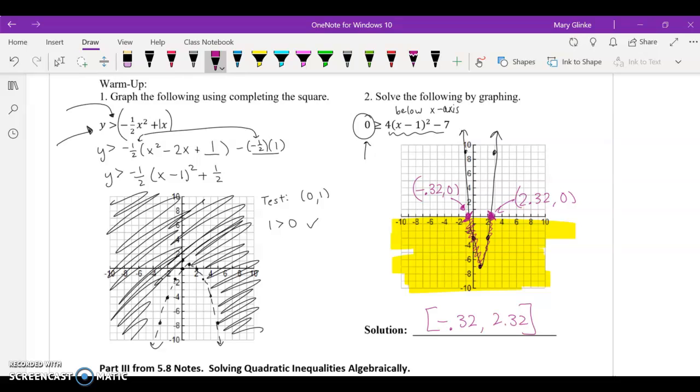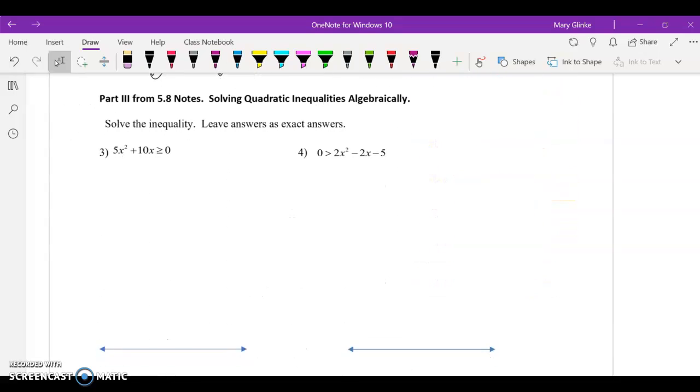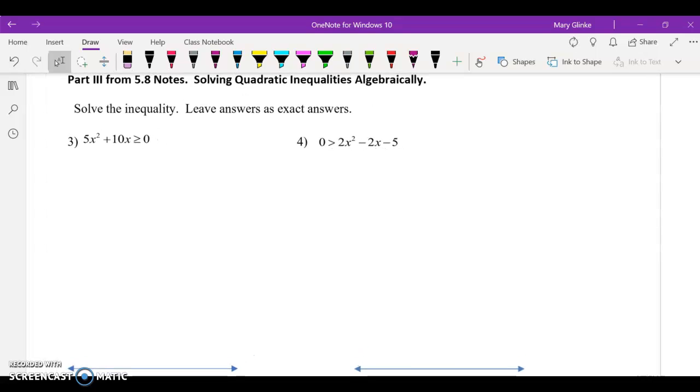So today what we're going to do is solve the same inequalities, but we're going to do it algebraically, and we're going to do it with no calculator. We want exact answers, so answers that have square roots in them and fractions and things like that. So our first step here is going to be to pretend it's an equal sign, and we're going to solve this by finding the zeros.